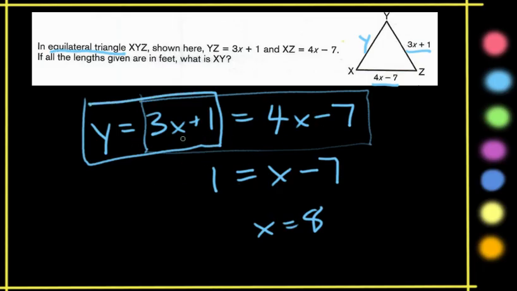And we should get the same thing, whether we plug it into 3x plus 1 or 4x minus 7. That's maybe a way to double check our work. But 3x plus 1 will be 24 plus 1, so y will be 25.